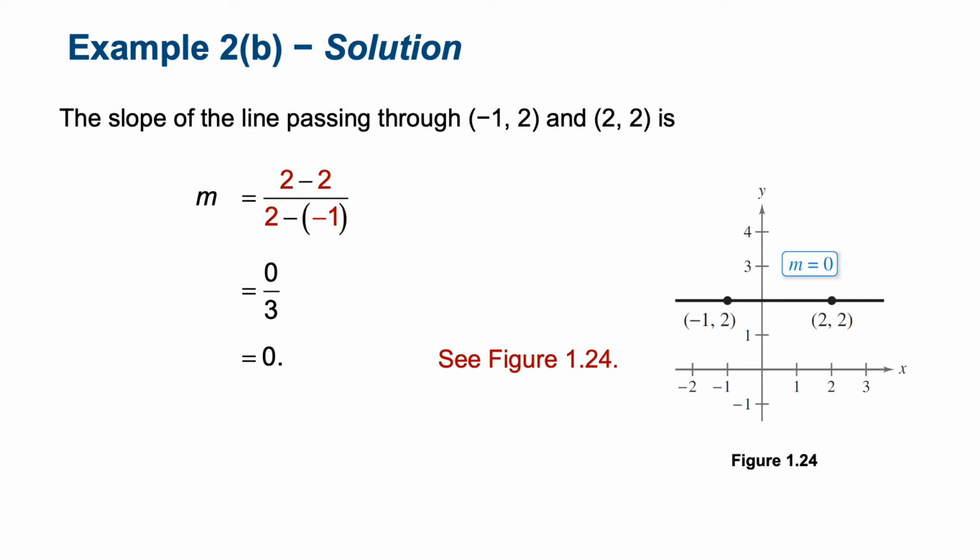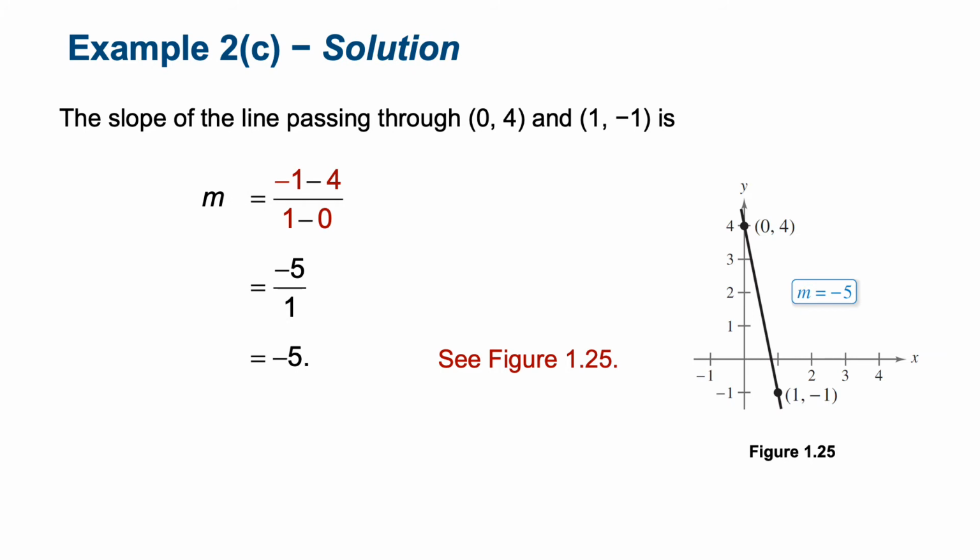And of course, that means that the line is horizontal going through those 2 points. Bonus points, what's the equation of this line? If you can say it out loud, amazing, it's y equals 2, yeah? Because 2 is constant.